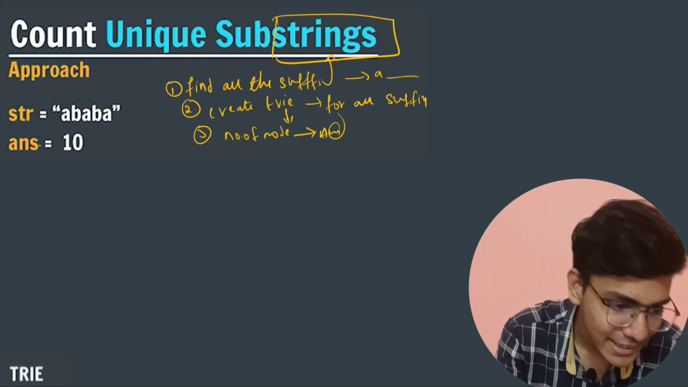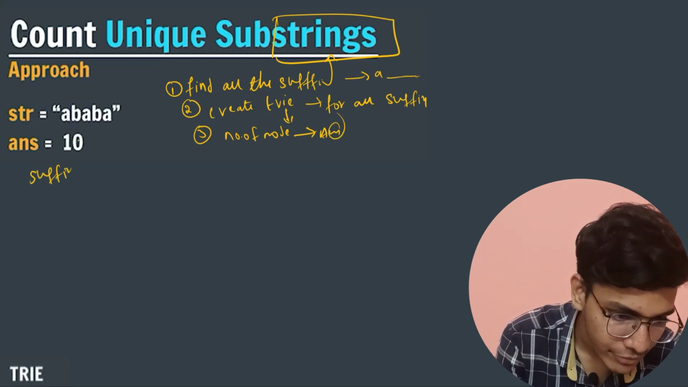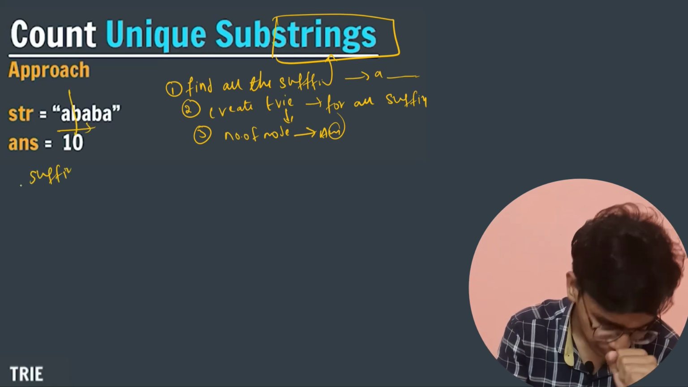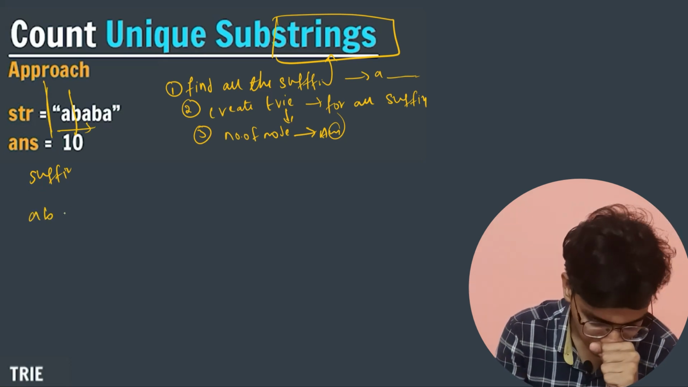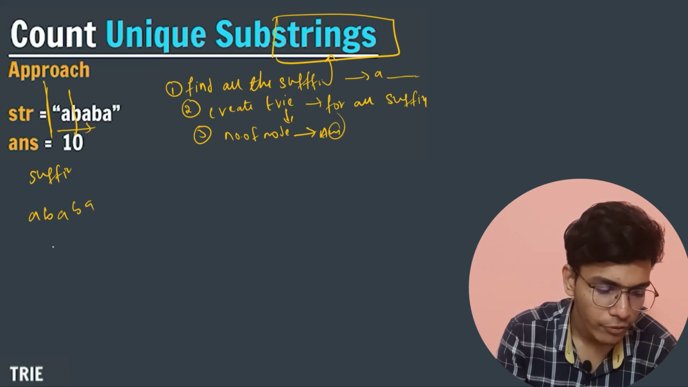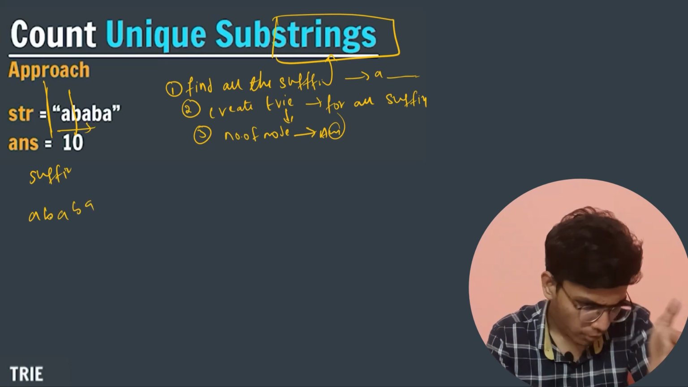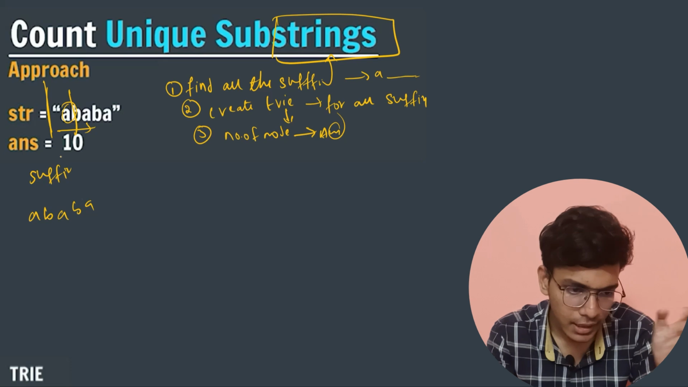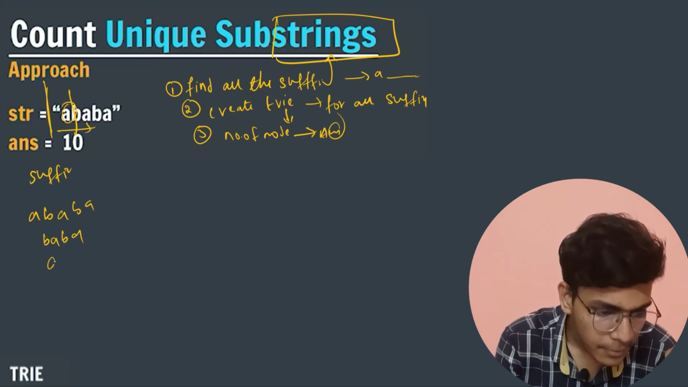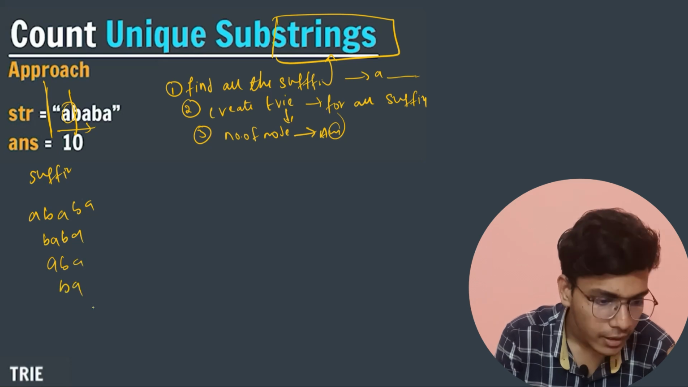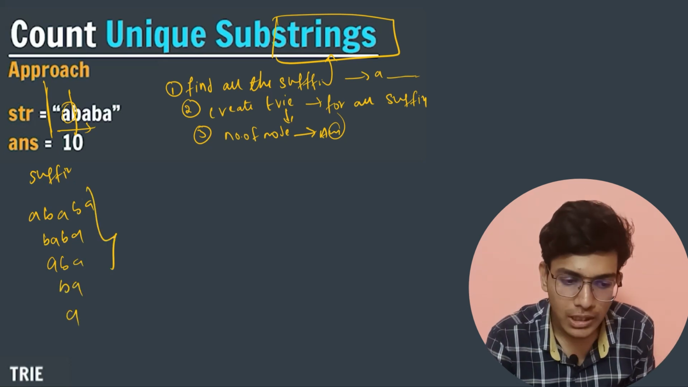First of all, I will write the suffixes. For this, if I put a forward cut, initially the cut will be here, so the suffix will be AB, ABA. After that I will put the first cut, so I will put the cut here. So the suffixes will be BA, ABA, after that BA, and finally A. So these are the total suffixes, right?